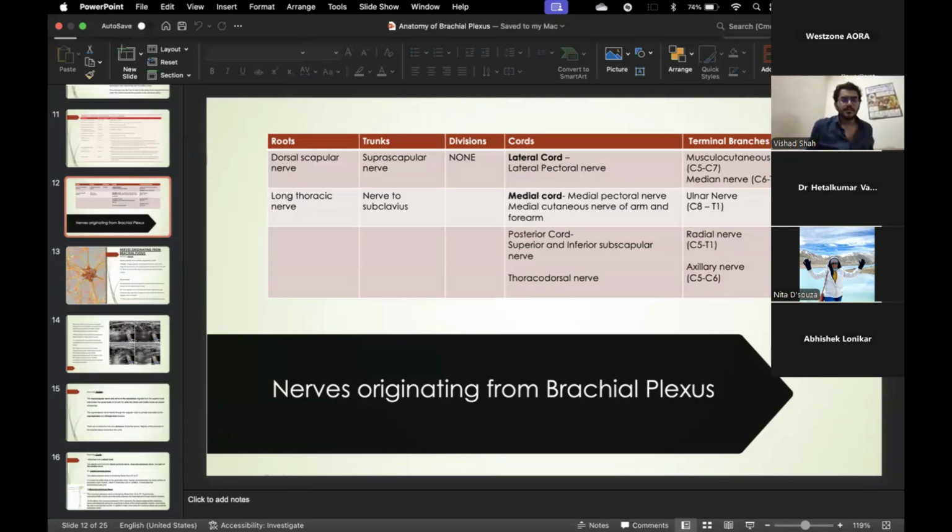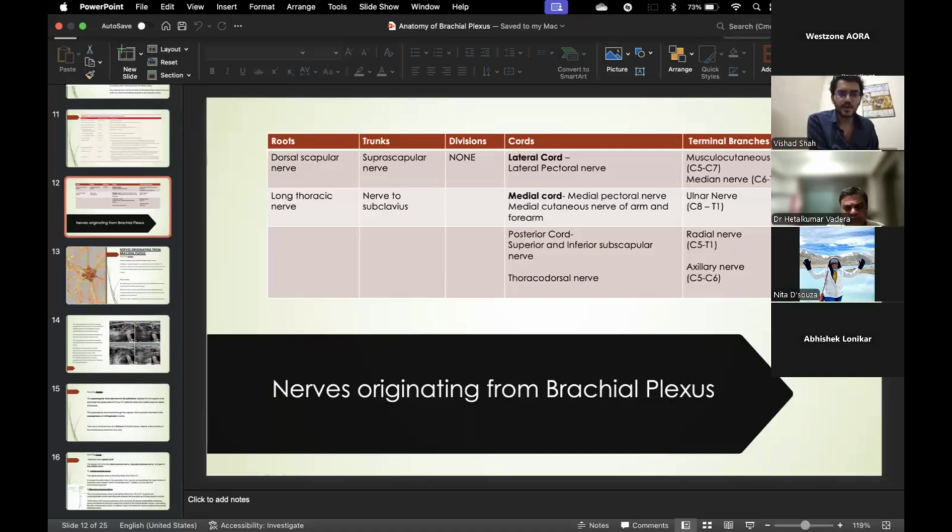Adjuvants, ma'am, we can use dexamethasone, we can use clonidine for prolonging. Abhishek, can you please mute yourself? Yeah, please. Is there evidence to state that it is beneficial? Clonidine and dexamethasone. What do studies say?